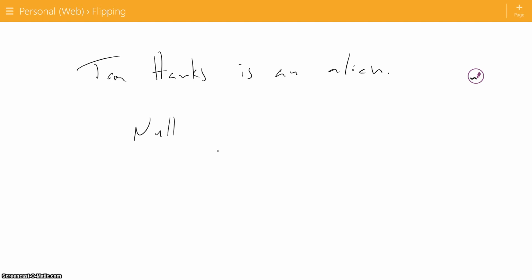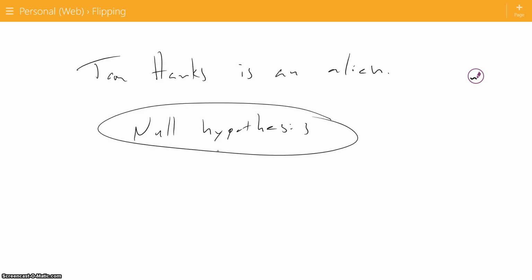Suppose you have some sort of theory. So, for example, my theory might be that, I don't know, let's say that Tom Hanks is an alien. All right, so Tom Hanks is an alien. That is my theory. I could call this, in this case, a null hypothesis. This is kind of like the idea that I want to test. Okay, this is my null hypothesis.